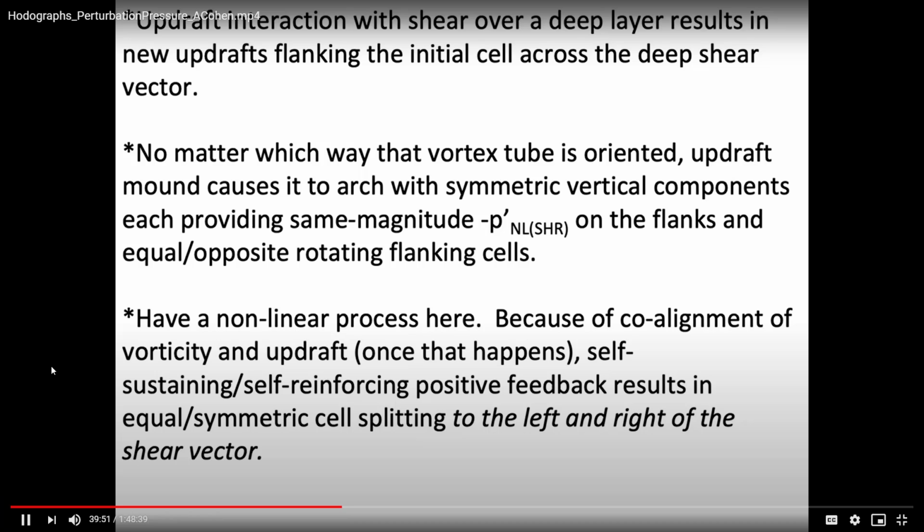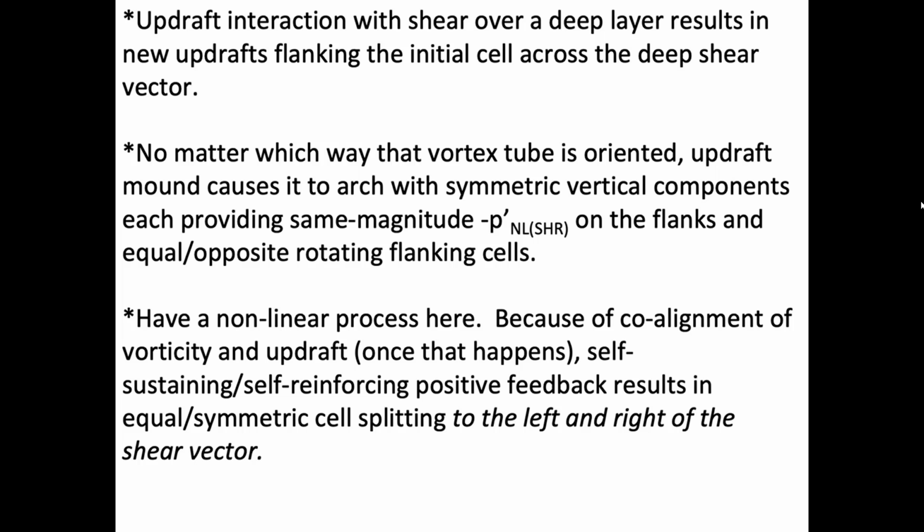So the updraft interaction with the vertical shear of the horizontal wind through a deep layer, again in summary here, is going to result in new updrafts that flank the initial cell across the deep shear vector. So again, across the deep shear vector, again, talking about the shear here through a deep layer, the westerly shear that is going to result in that horizontal vorticity that gets tilted into the vertical, creating cross-shear flanking, new rotating updrafts, is going to be what we've addressed so far.